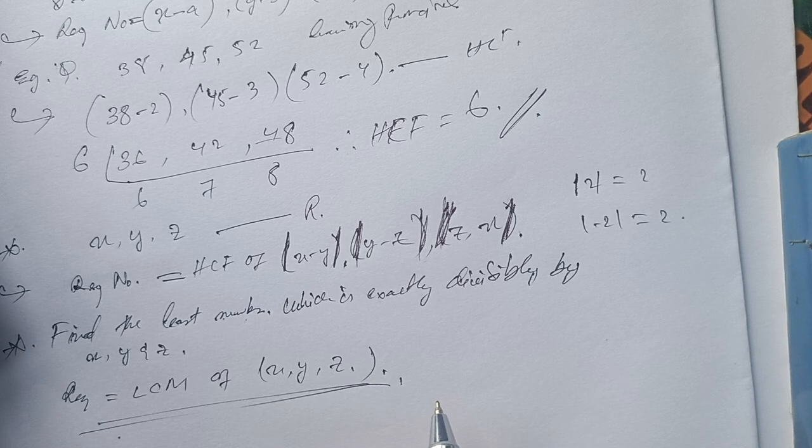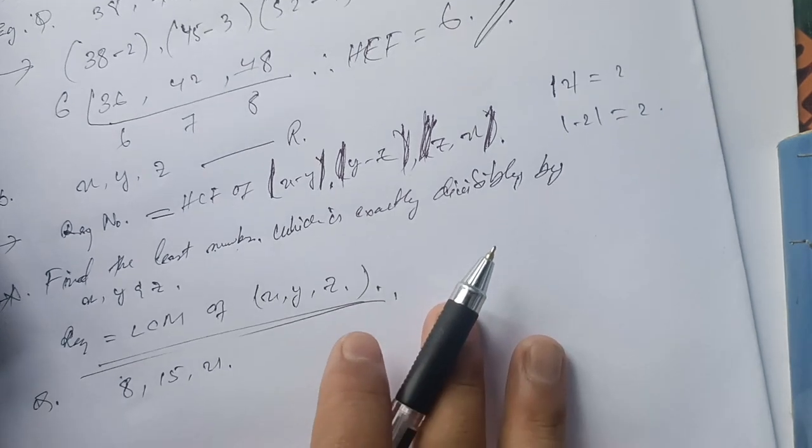This is a hint then. Let me do an example. Let's find the least number which is exactly divisible by 8, 15 and 21.